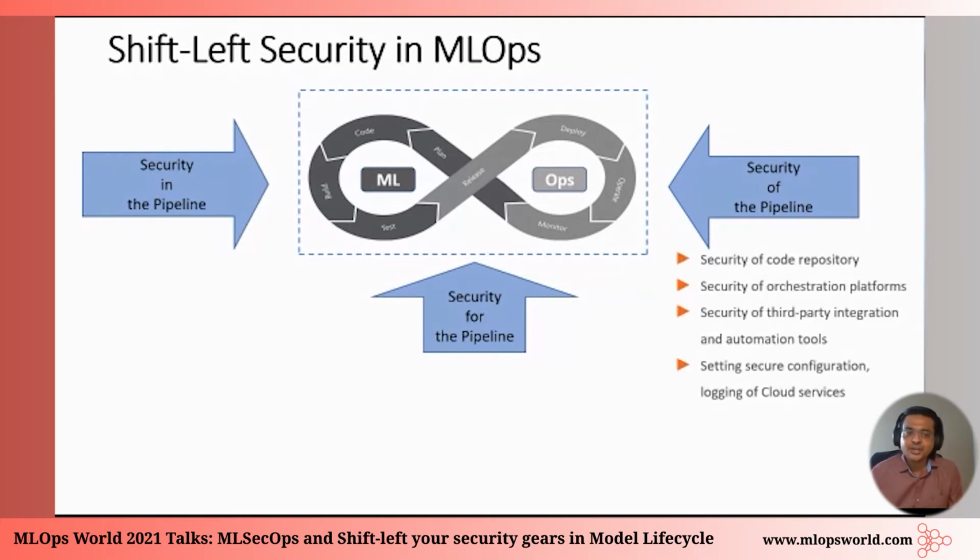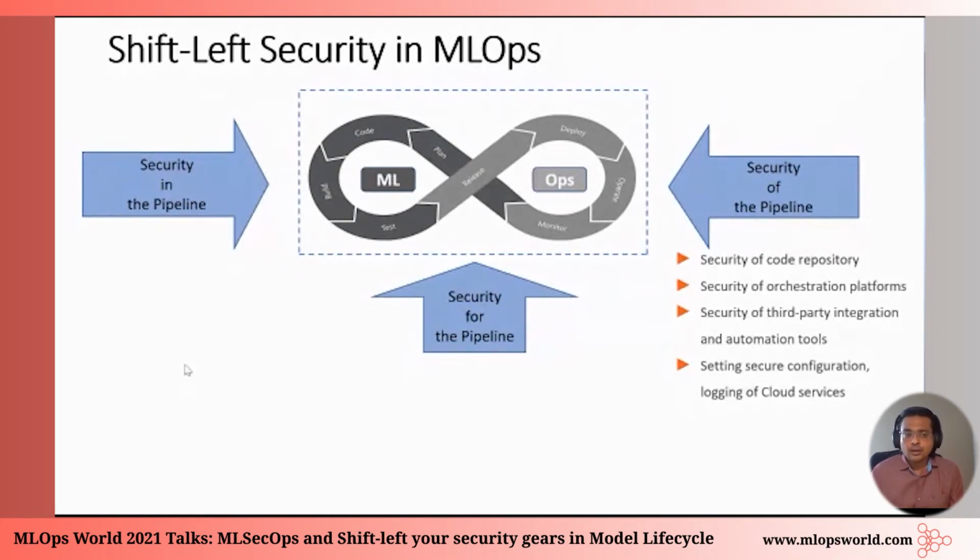With regards to security of the pipeline, we will deal with the following that you see over here. Be it the security of the code repository, where your model code resides, your data dump resides, or the security of the orchestration platform, the tools that are being used throughout the MLOps lifecycle, or the security of third-party tools that are going to help you in your model development. All these security activities are going to be done as part of your security of the pipeline. Now, this is mostly the responsibility of your SecOps team, with some assistance from you, I would say.